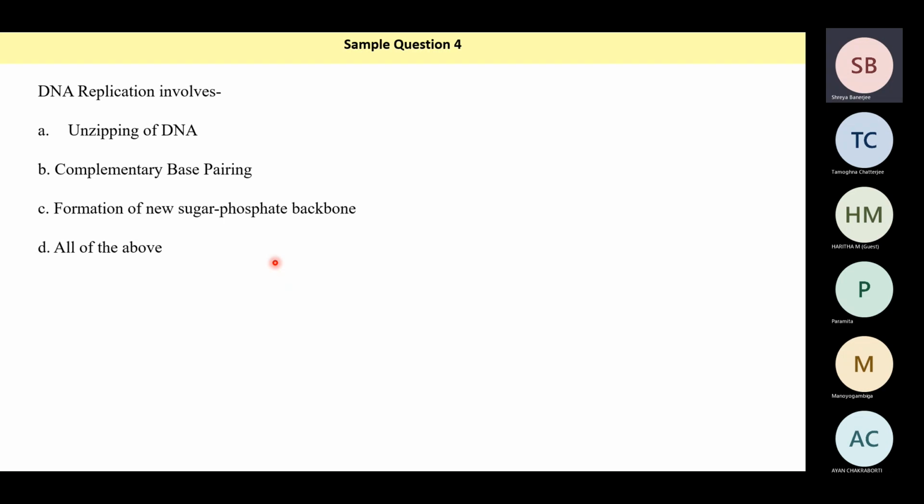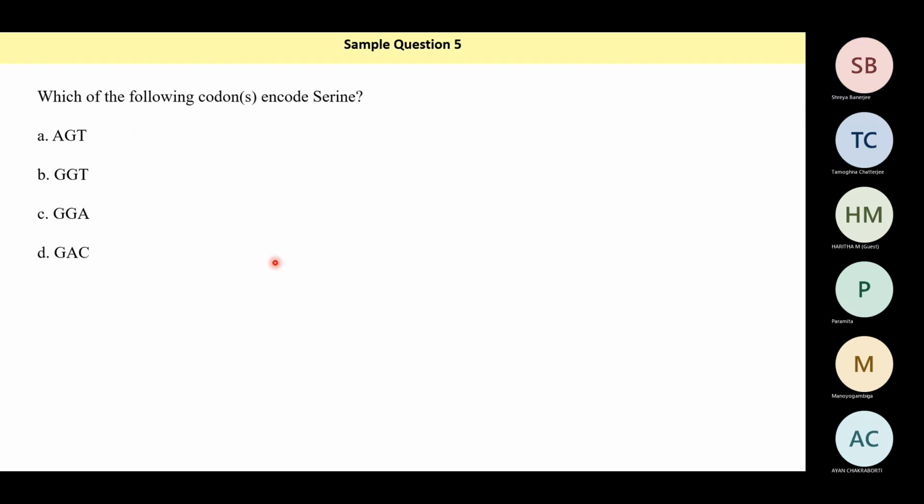DNA replication involves. So which one will this be? All of the above. Yes. So these are the 3 main steps as I discussed: unzipping of DNA, then complementary base pairing, and then formation of the new sugar phosphate backbone. This next one is a bit difficult actually, so I will discuss this answer properly. But does anyone know this?